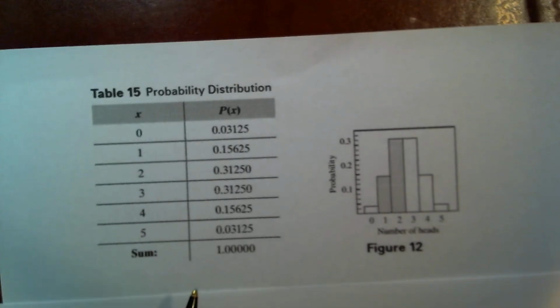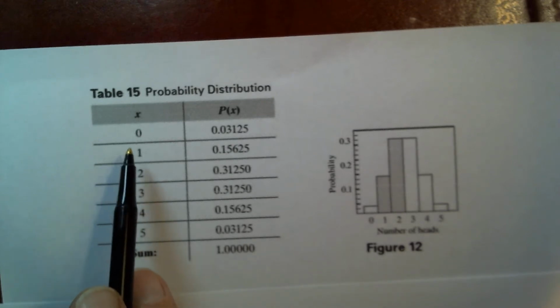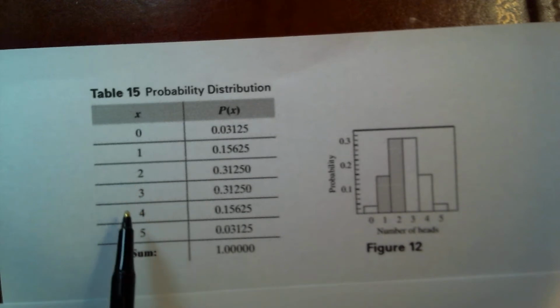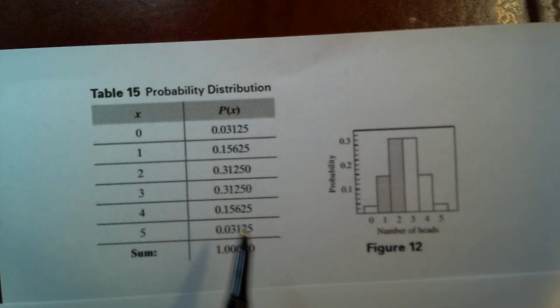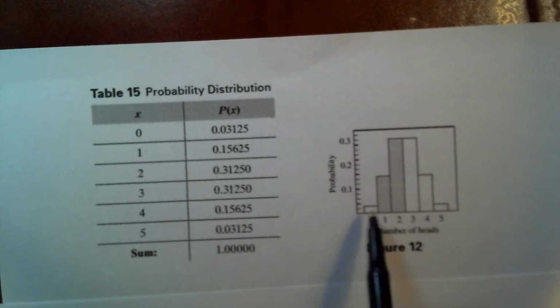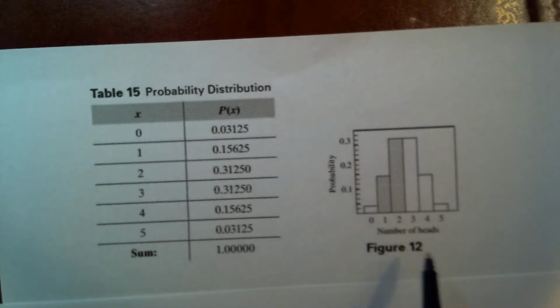So here's the probability distribution of the number of heads for 5 coin tosses: 0 heads, 1 head, 2 heads, etc., all the way to 5 heads, and the corresponding probabilities. We can graph this very nicely. Here's the number of heads: 0, 1, 2, 3, 4, 5, and on the vertical axis is the probability, or relative frequency, of the number of heads.